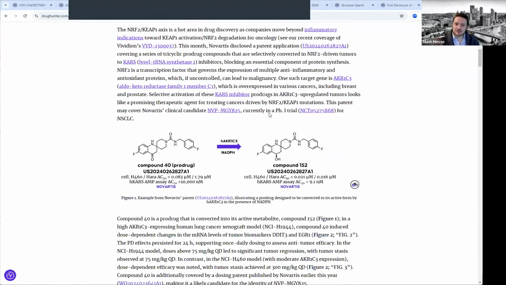And so what Novartis is actually doing is using this as a prodrug strategy in NRF2 activated cancers. Obviously, NRF2 is a hot area right now. NRF2 is a transcription factor, and one of the target genes that it upregulates is a ketoreductase. So what they've done is they've published this chemical matter here, where you can see compound 40 is this ketone prodrug. In NRF2 amplified cancers, where you have an upregulation of this ketoreductase, you get selective activation of this ketone to the alcohol, which is then the active inhibitor of the lysyl tRNA synthetase. And so you get cell selective activity.